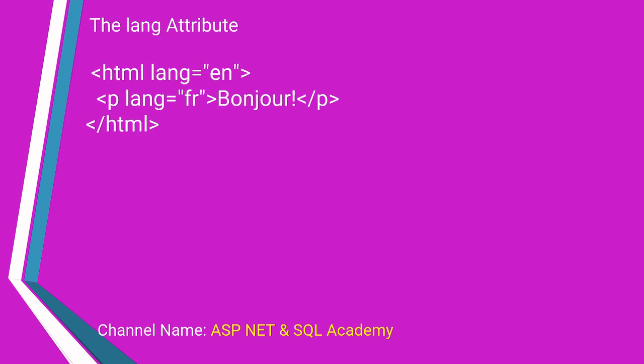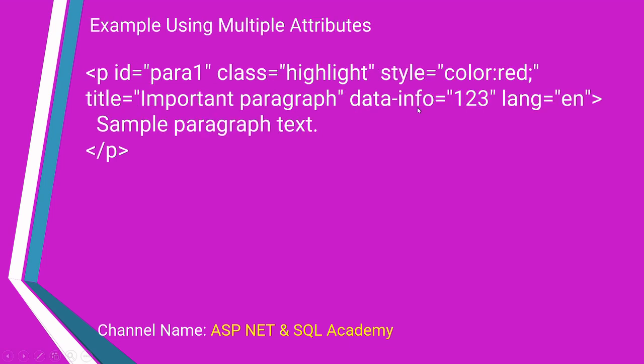The lang attribute specifies the language of the content. This helps browsers and search engines serve content correctly and improves accessibility. Here is an example combining many attributes on a single paragraph. Each attribute adds useful information or styling.